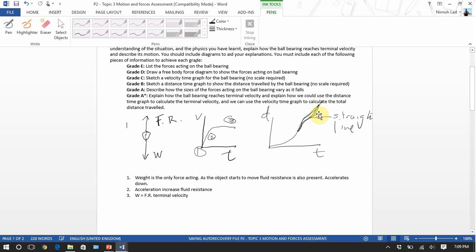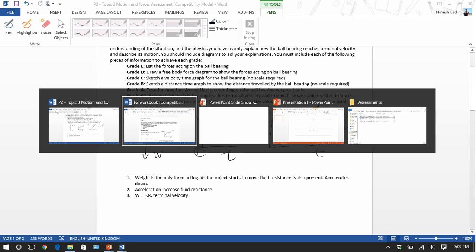It's essentially a change in y divided by change in x. Remember, for this graph, only the linear region, only the straight line. And how we can use a velocity time graph to calculate the distance travelled: here's my velocity time graph, it's the area under the graph. Okay, so we've been through the assessed sheet there.